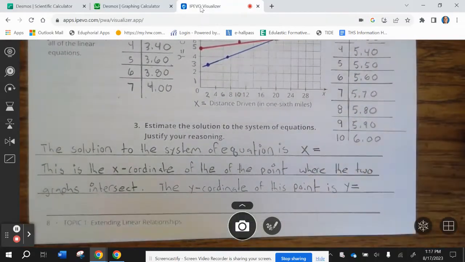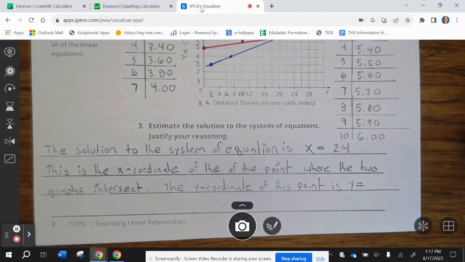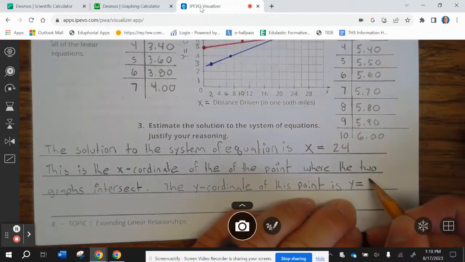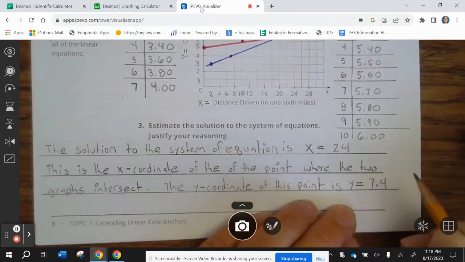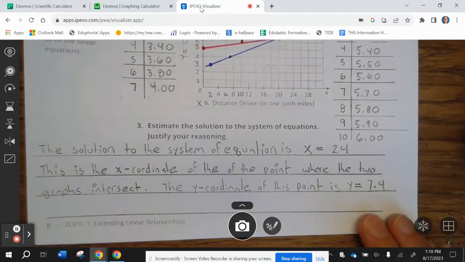Okay. So it says estimate the solution to the system of equations, justify your reasoning. The solution to the system of equations is x equals 24. This is the x-coordinate of the point where the two graphs intersect. The y-coordinate of the point is 7.4. All right, go ahead and finish that up. All right, let's take a look at the next page.